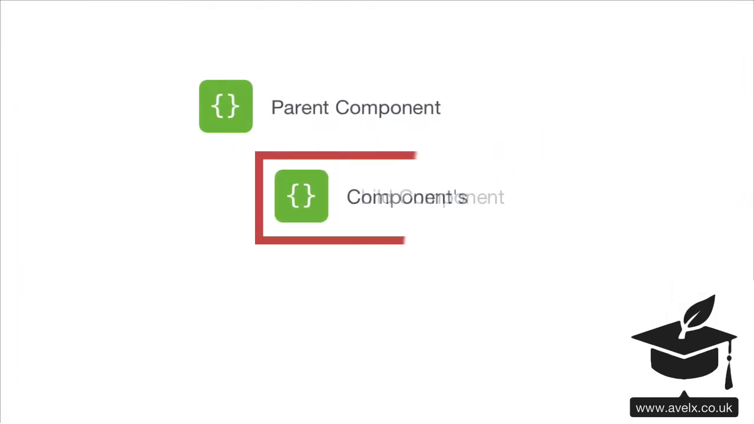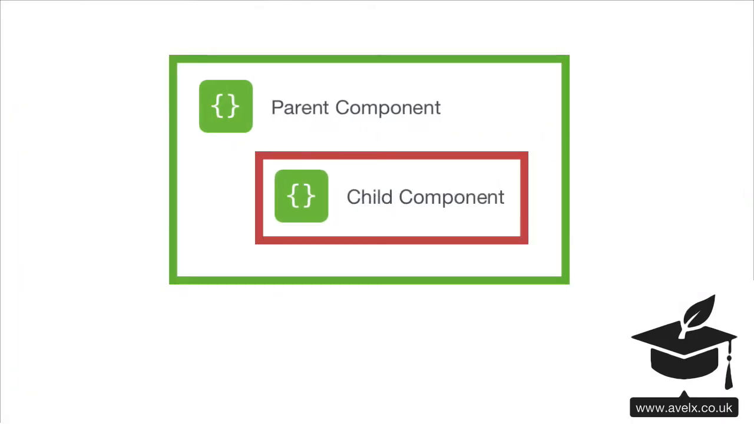Components can be nested inside of other components. They can also communicate with one another. Parent components pass data down to the child component. Child components can pass data up to the parent by using events.